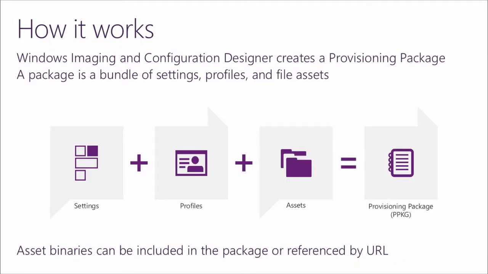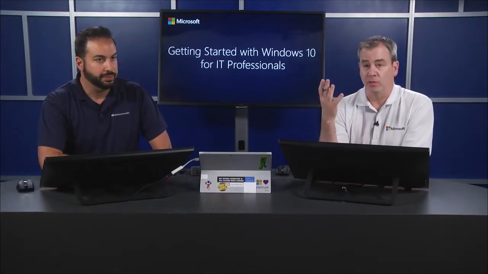So what do you mean? Let's just be more precise for our audience here. When we talk about assets, what are we talking about specifically? So we're talking about applications. We're talking about specific documents that may be required. So files you want to include in the image, wallpapers, certificates, applications, anything that can be available offline.